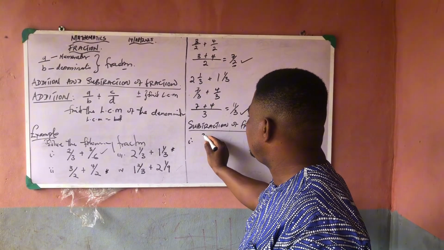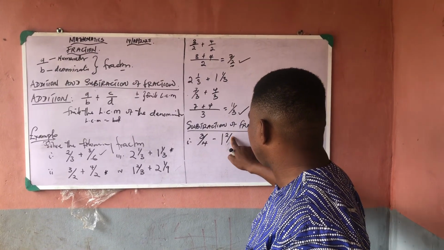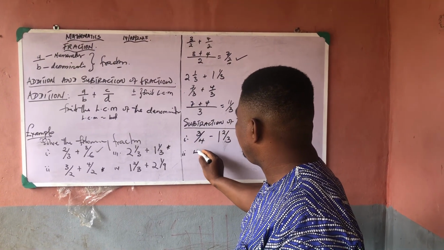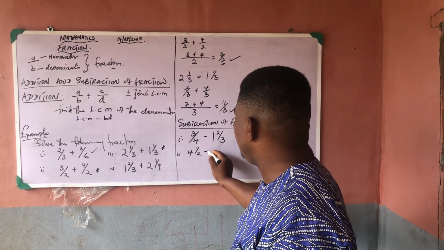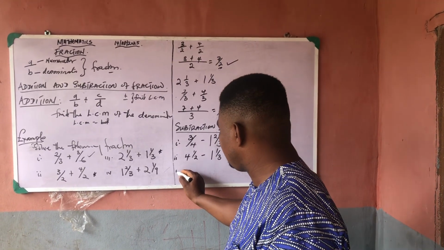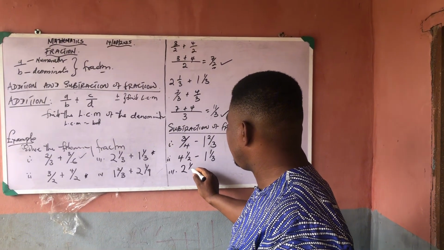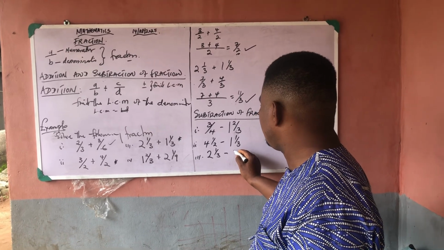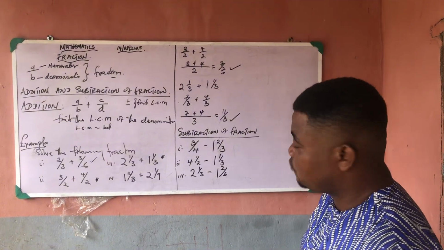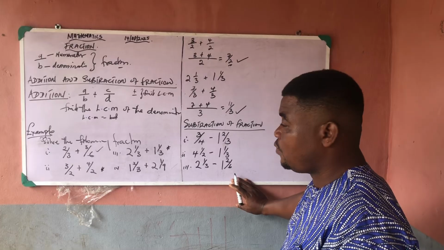I have 3 over 4 minus 1 whole number 2 over 3. The second one, let's say 4 whole number 1 over 2 minus 1 whole number 1 over 3. Let's see another one, the third: 2 whole number 1 over 3 minus 1 whole number 2 over 6. Okay, I'm going to solve one and you will solve the other. I'll solve 2 and you solve 1. All right.